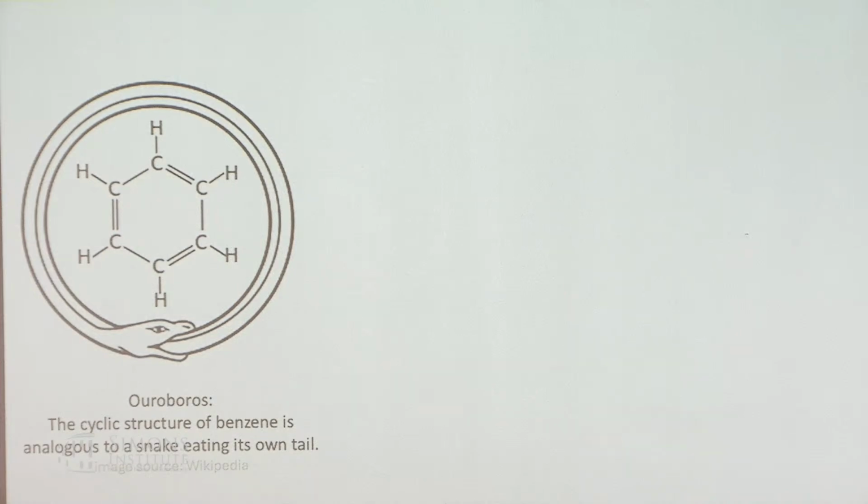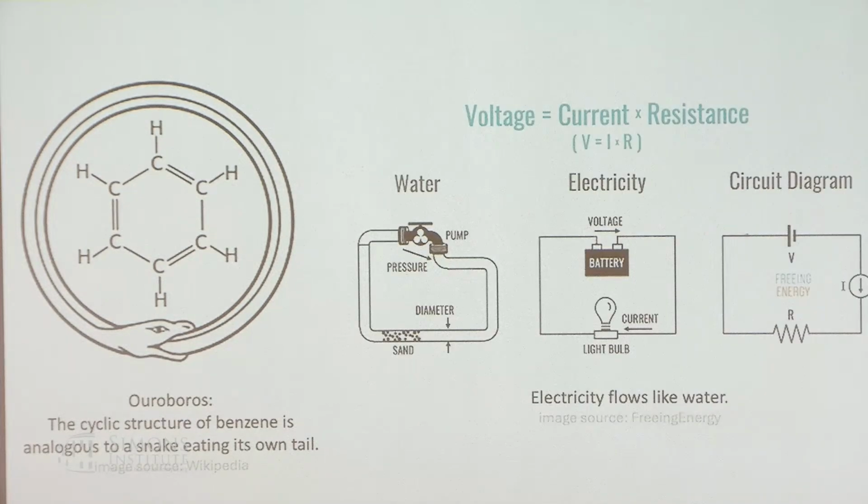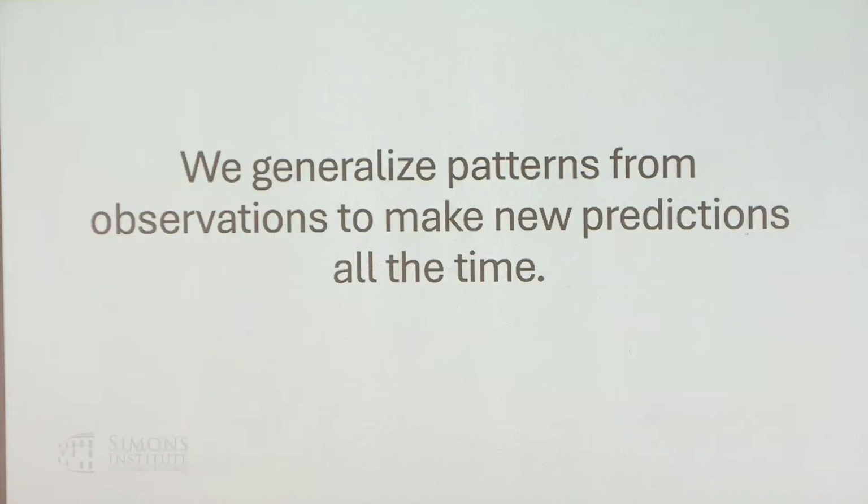If you studied chemistry at some point, you might have heard of the analogy between the cyclic structure of benzene and a snake eating its own tail. It is a useful analogy because it provides a vivid, intuitive image to help us conceptualize this continuous closed-loop structure of benzene. Similarly, we might find that electricity flow is analogous to water flow in physics. But we don't just do analogical reasoning in the classroom.